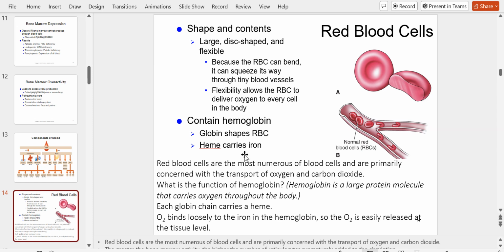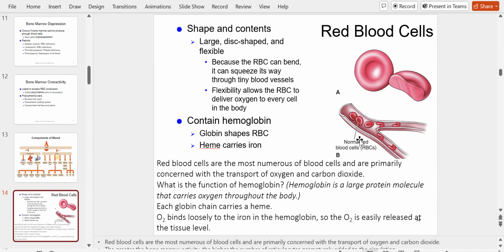So red blood cells, their shape and content: large disc-shaped, biconcave, as we say. You can see it kind of dips in the middle, okay? Because the RBCs can bend, they can squeeze their way through tiny blood vessels. And that's the whole point.